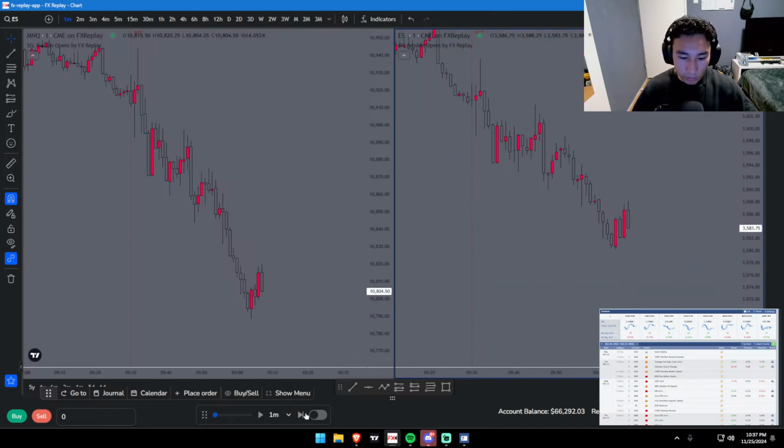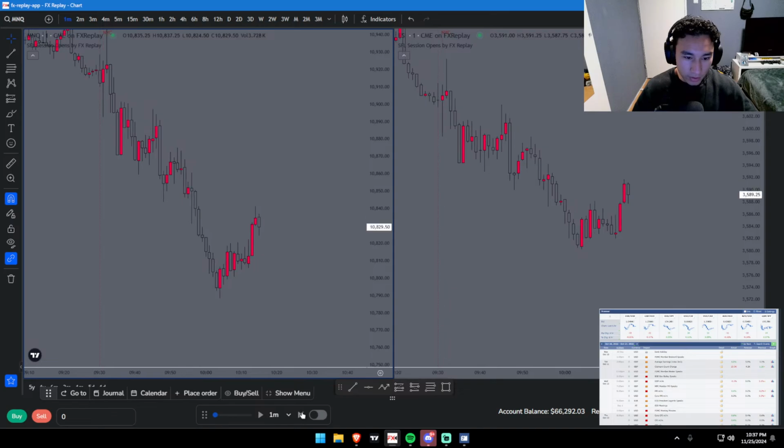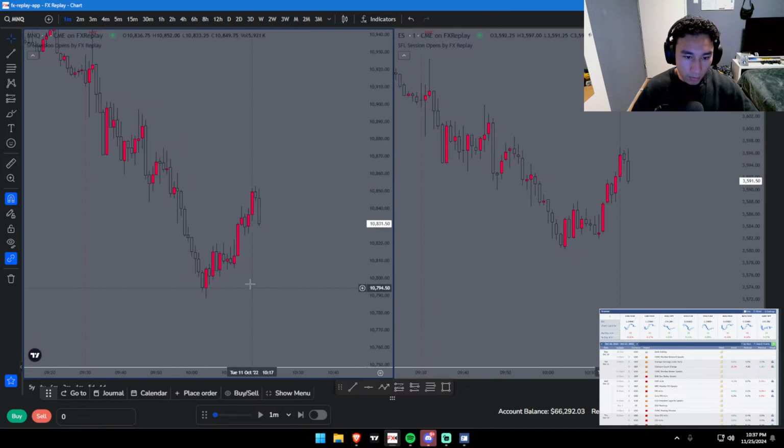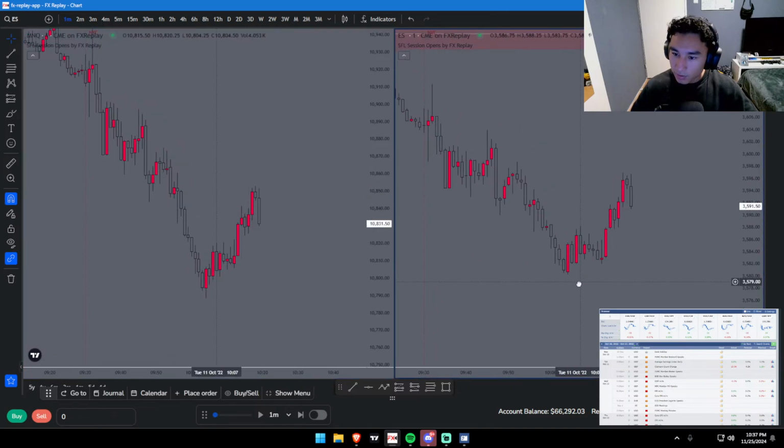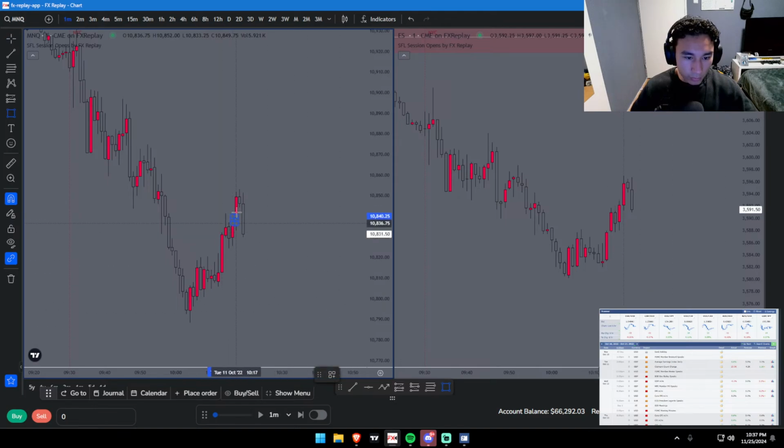So just looking for more structure. Taking out all these highs, have a BISI here. Let's see what we do. Nothing here. We did close above this. We did take equal highs as well. This would be a trade at the right time as well. This would be a trade.